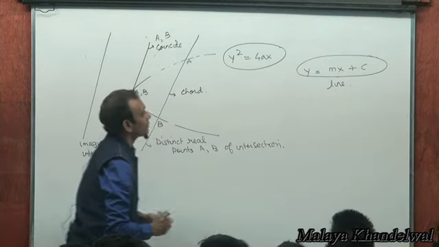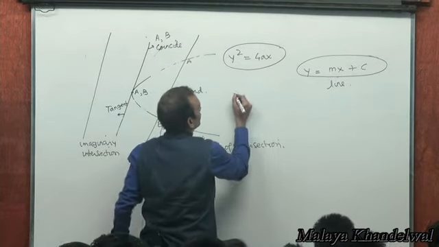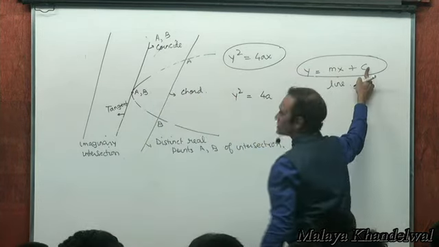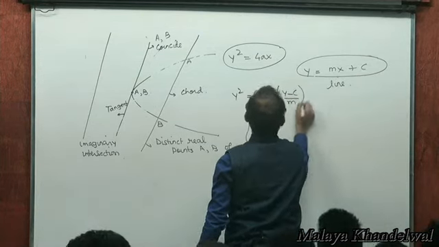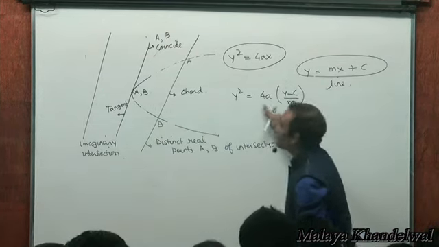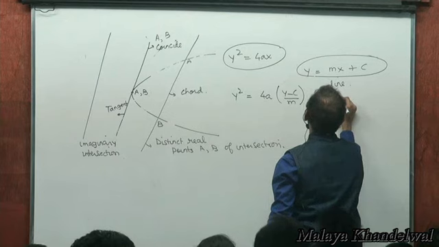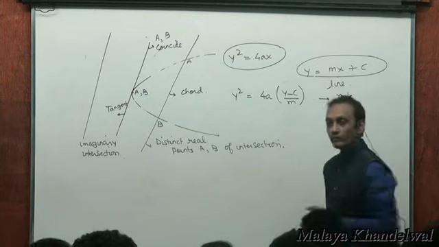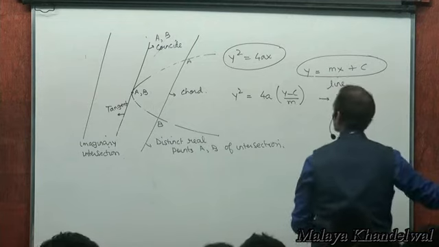So let me solve these two equations to get access to a and b. What we do here is y squared equal to 4ax, where x I can write as (y minus c) by m. This will give me two values of y. One would be y of a, one would be y of b. Yes or no? The two roots of this quadratic would be y of a and y of b.